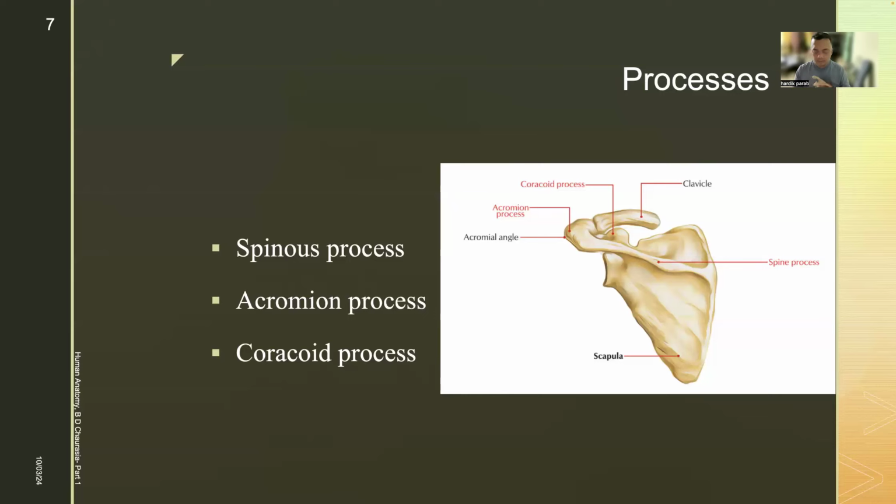Then it has the spine of the scapula, the crest of the spine, and this gives attachment to your important muscle trapezius in the upper lip and deltoid in the lower lip. So in that way, these are the important processes which we see on the scapula.